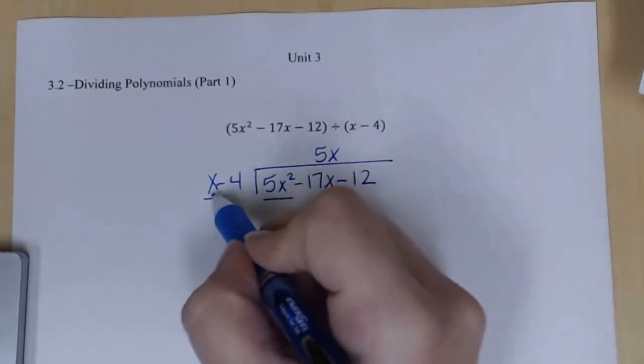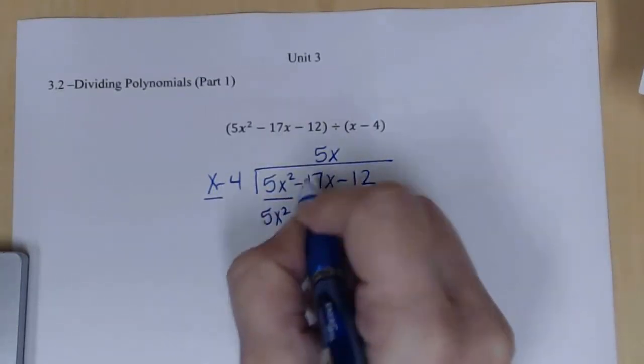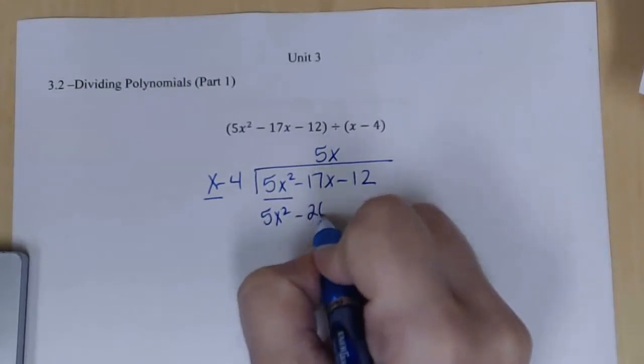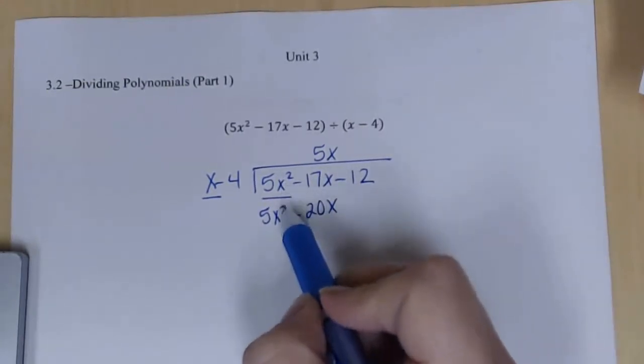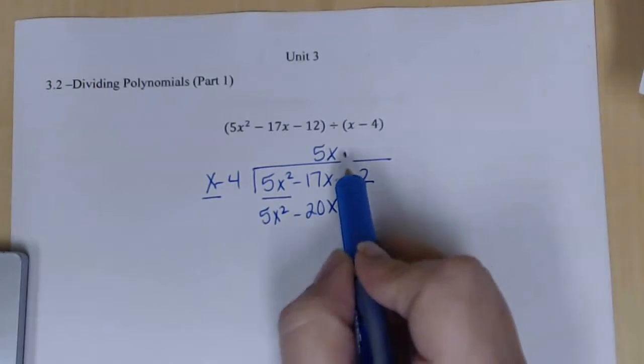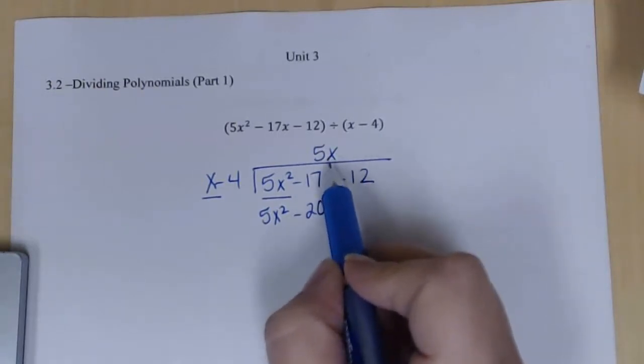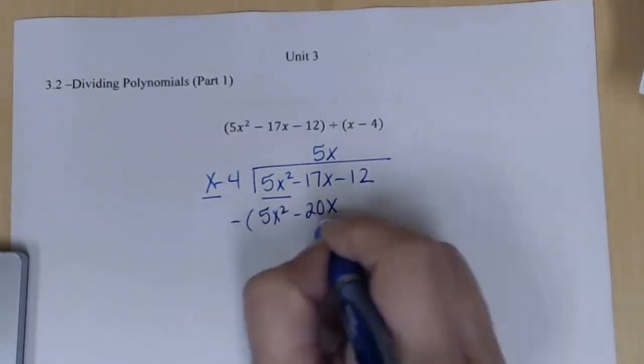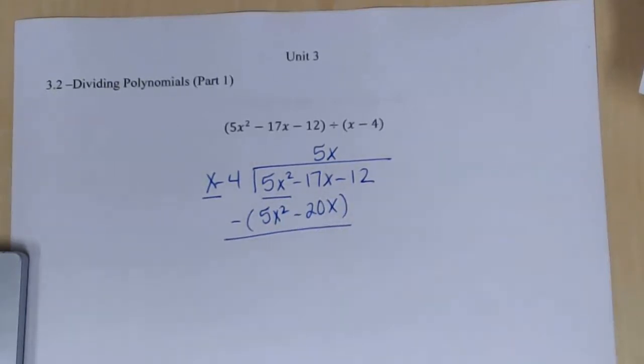Multiply. 5x times x is 5x squared. 5x times negative 4 is negative 20x. We're creating this to be the same. So if you don't get this to be the same, you picked the wrong number. So go back and check that. Then I want to subtract this whole thing. Make sure you subtract this whole thing.